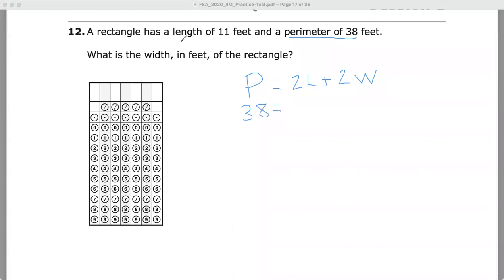And what else do I know? The length of 11 feet. So I'm going to plug in 11 for the length. Okay, so now I can solve my formula. 2 times 11 is 22. Okay, and the next step would be to move the 22 to the other side. So we're going to subtract 22 from both sides.